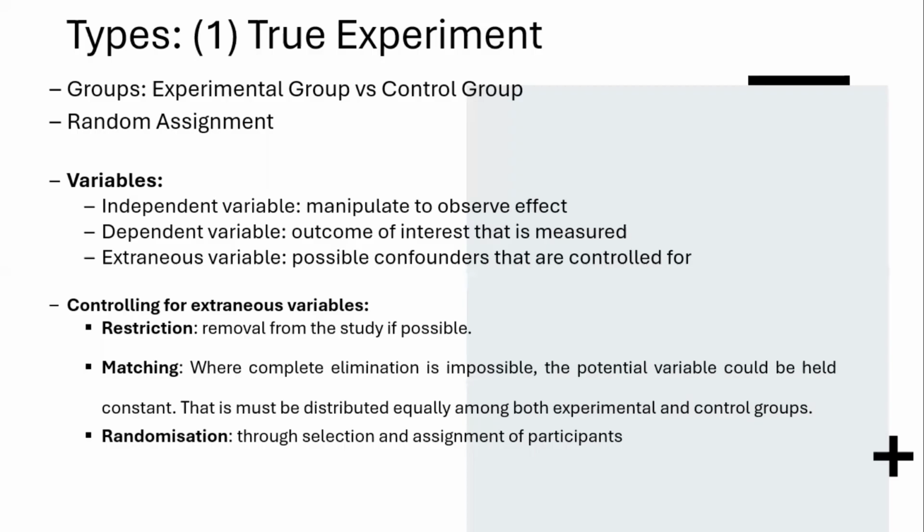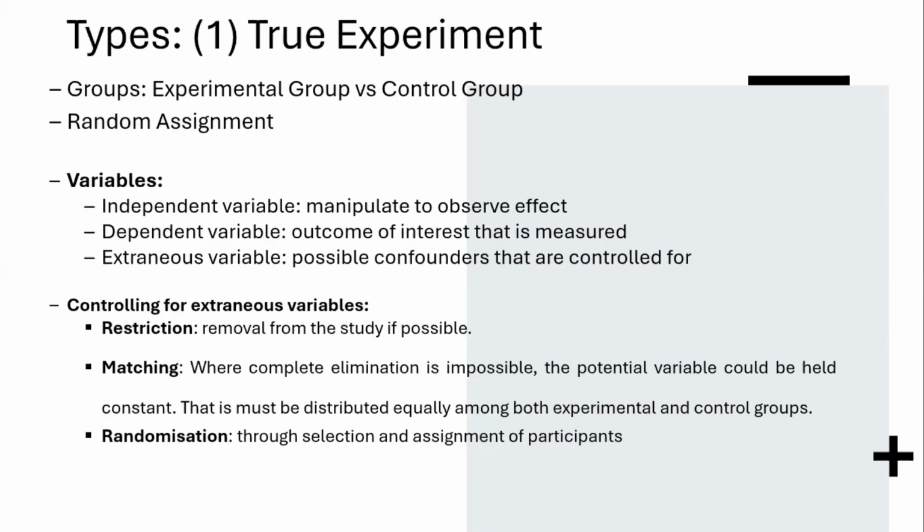Randomization will help such that the people you have selected will be distributed equally amongst the groups, among both experimental and control groups, so that because you randomly assigned, we can be sure that the experimental group and the control group are similar on the variable you want to study.